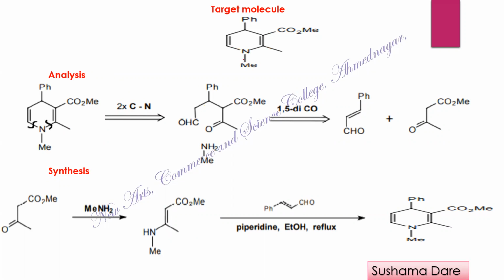Nitrogen is a part of a ring, so it is a heterocyclic compound. As it is symmetric, you disconnect both the bonds at a time. That gives methylamine, and then two carbon-nitrogen disconnections. From this side there is a keto group, that is a carbonyl group, and the same here there is an aldehyde functional group. Now this is a 1,5-dicarbonyl compound.